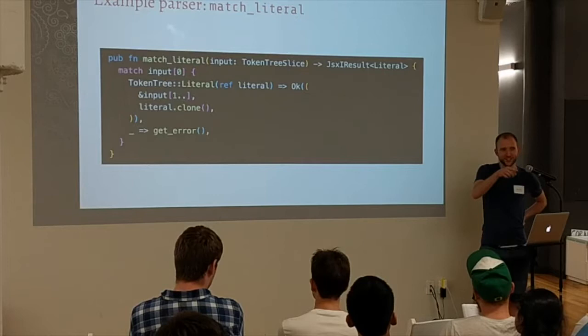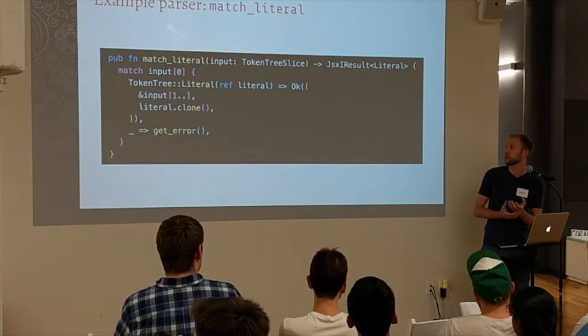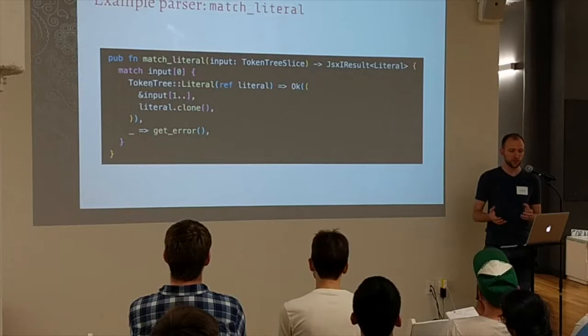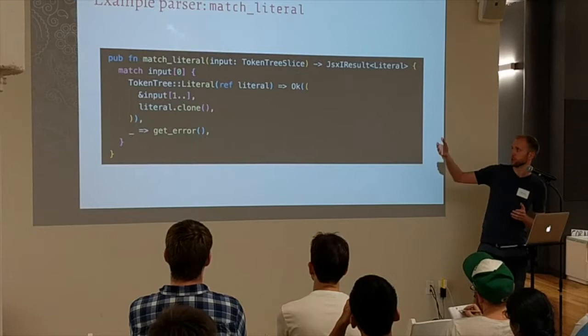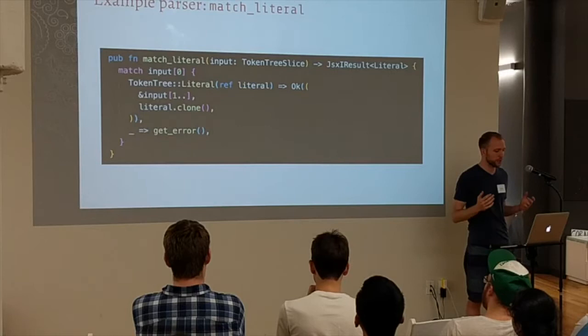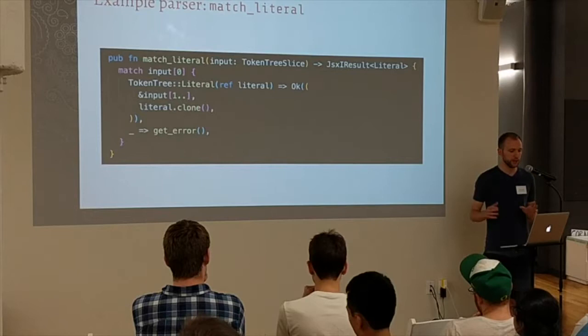Alright. So because Rust has done all the tokenizing for us, we're actually only going to be looking at the first element, in this case, input 0. So we're going to match over the first element of the input, and if it's a literal, what we're going to do is return OK with the remaining values of the token tree slice and the literal itself. And I'm cloning it because I don't particularly care about the borrower errors. I think I can work around that if I try. But I haven't worried about it.